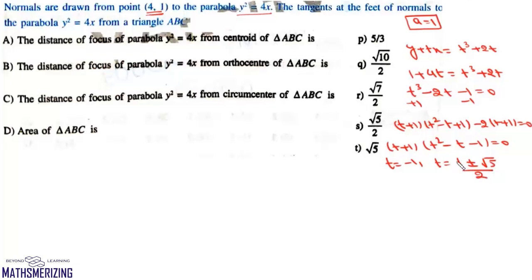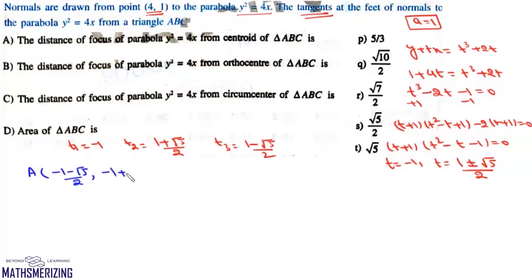So now we have t1, t2 and t3. Suppose t1 is minus 1, t2 is (1 plus under root 5) upon 2, and t3 is (1 minus under root 5) upon 2. Now we know that the point of intersection of tangents is a t1 t2 and a (t1 plus t2). So we'll write these points of intersection as, suppose A is t1 t2, which is (minus 1 minus root 5) by 2, and then t1 plus t2. So we'll add them. We'll get (minus 1 plus under root 5) by 2.